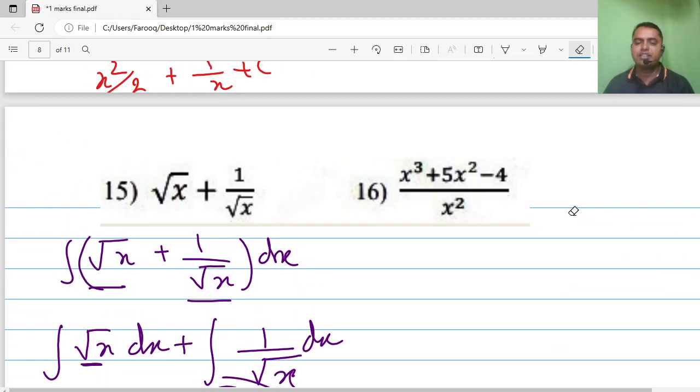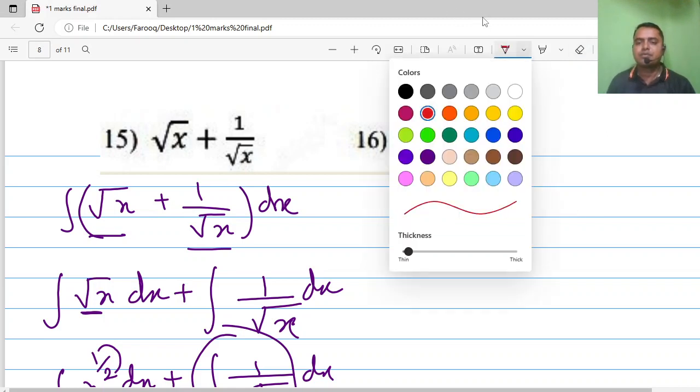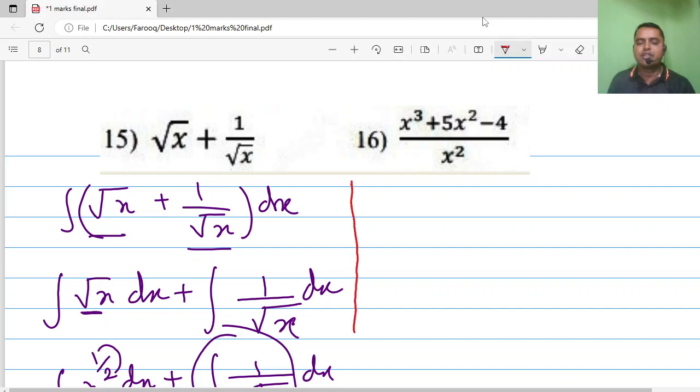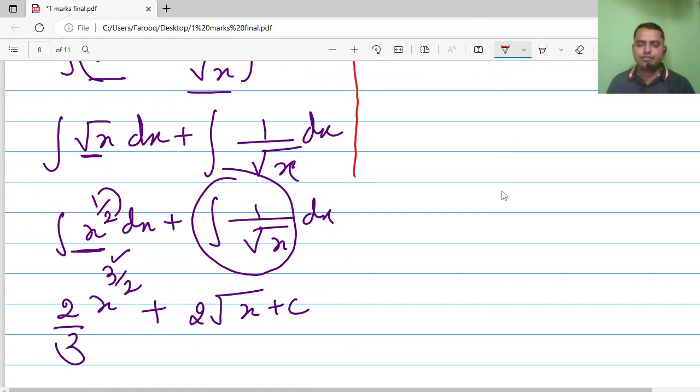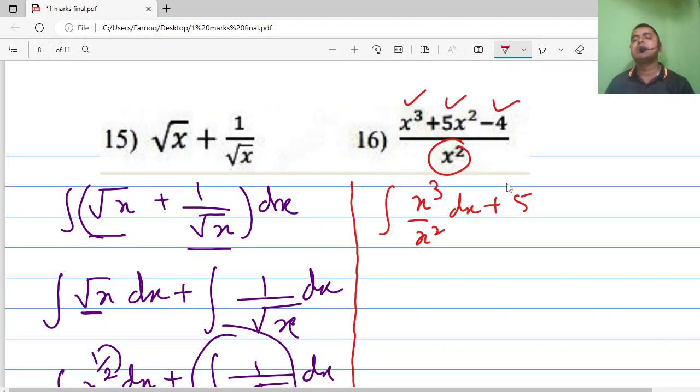Next, question number 16. Look at the 16th problem here. Make a line here. Integration of x cube plus 5x square minus 4, all divided by x square dx. I am separating in the first step only, because this x square is common for all the three terms. I am separating all the three terms.